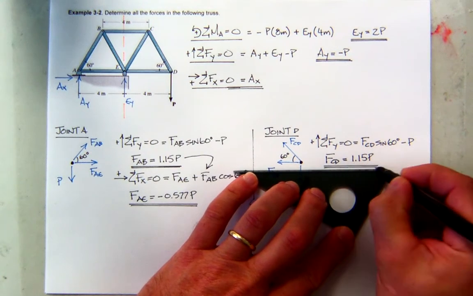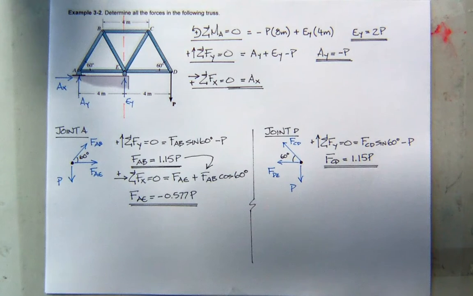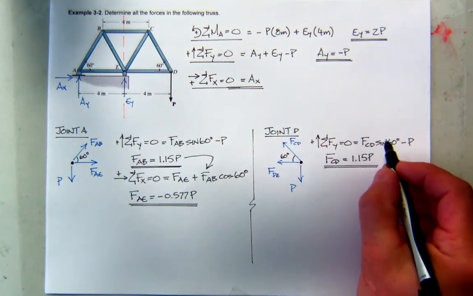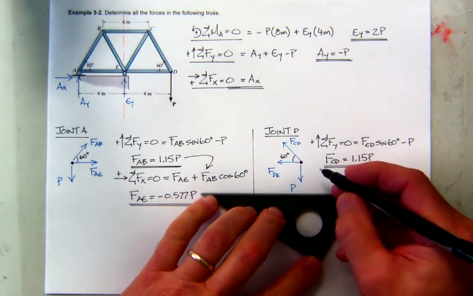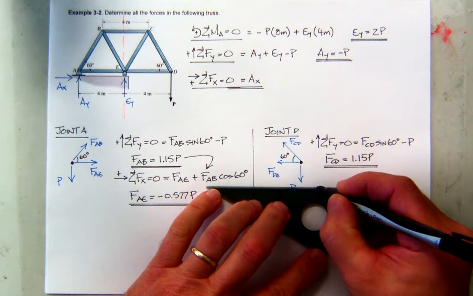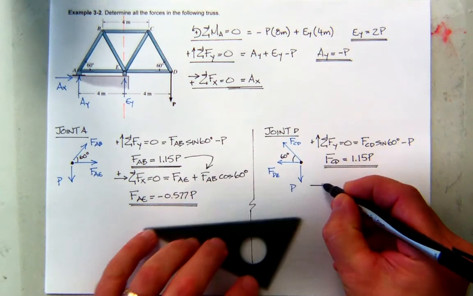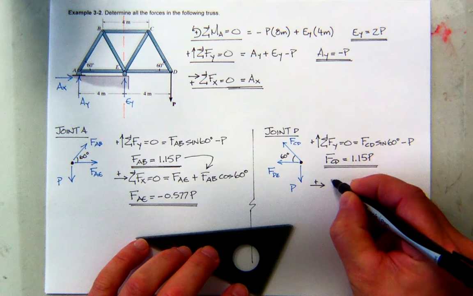Since we had trouble calculating that one the first time, let's just do it again to make sure that we can do that. It should just be P divided by sine 60. That should be 1.15P. Is that right? Yep. Excellent. So if you're doing this on the exam, you're probably saying, oh, this is great, it's working out.